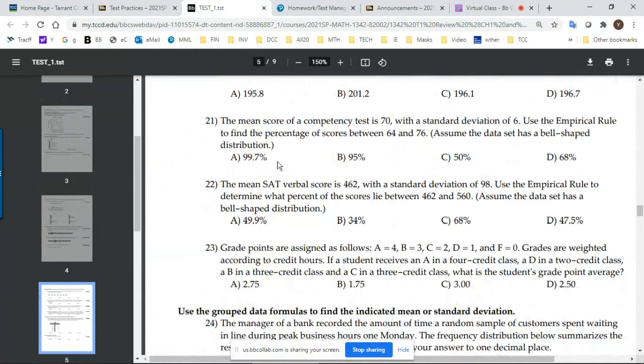All right, so let's look at this percentage again, this bell curve, right? Some people were asking how do you get 68, 95 percent in here. So look at 21. The score of the contemporary test is 70, with a standard deviation of 6. Use the empirical rule to find the percentage of the scores between 64 and 76. Assume the data set has a bell curve distribution. So how do you do this one right here?